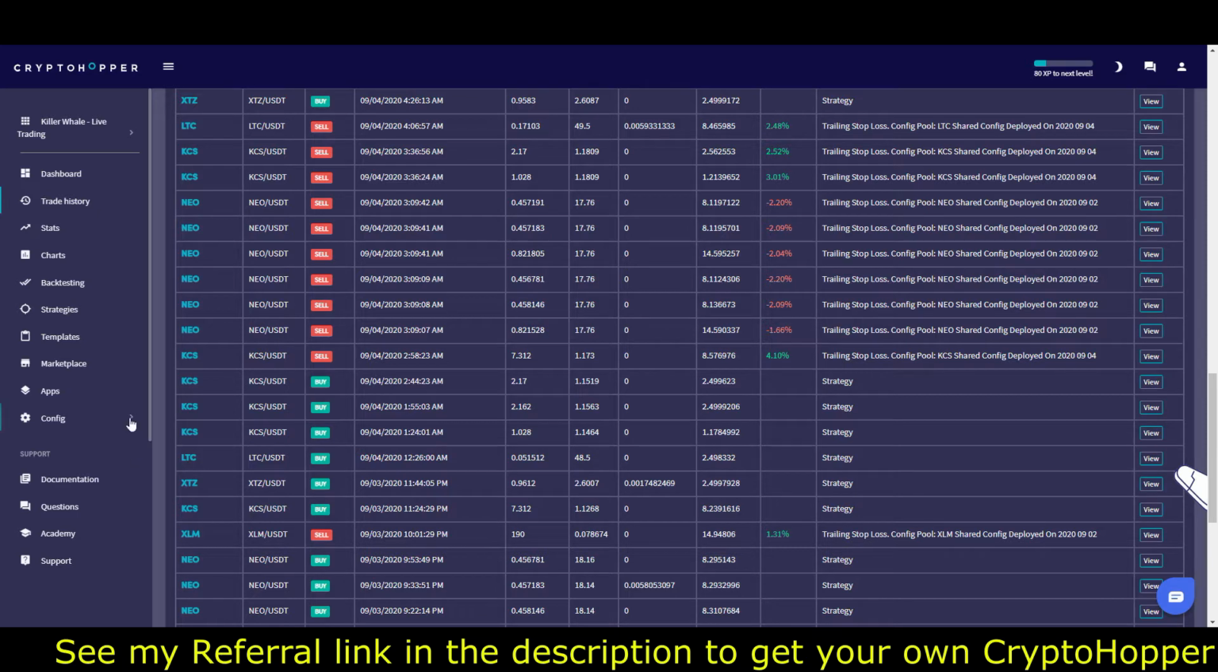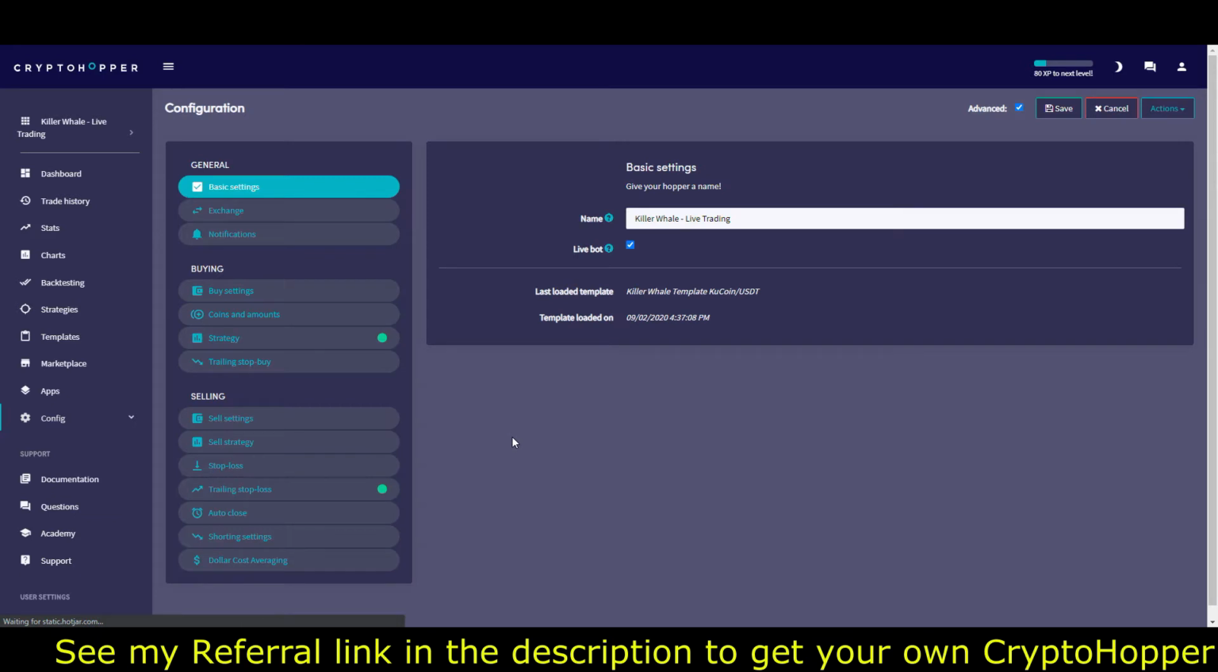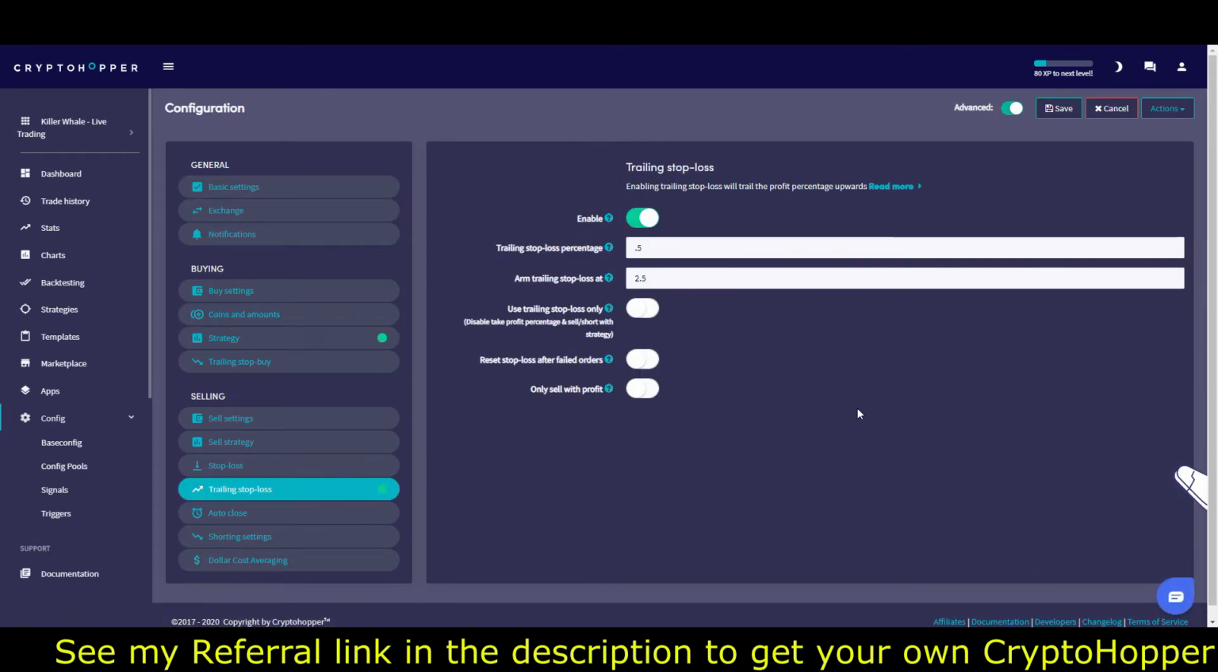I got this. You can set it up in here. If you go to base config, go to your trailing stop loss percentage and your arm trailing stop loss, and it tells you your hopper will try to sell if your coin price drops by this amount and your coin has been armed to sell. So it'll trigger at 2.5%. It's prepared to sell until it goes down that much, and then it'll sell it. So if it goes up 2.5%, then it goes down 0.5, it'll sell it at like 2%.